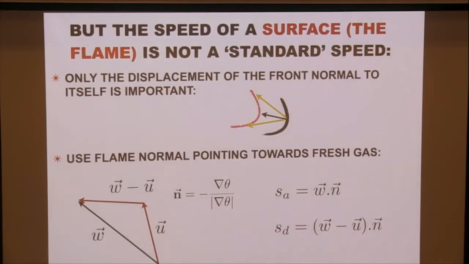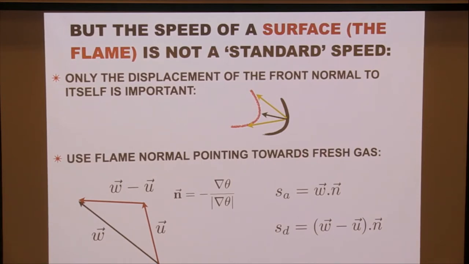It is even more complicated because the flame is a surface. So it's easy to define the speed of a point. If you take a point here and it travels here, you know what W is. But if you have an interface like this, you don't know where this point is going. The only thing you know is that at this instant you were here and at this instant you were here. So the only meaningful flame speed has to be measured along the normal to the flame front.